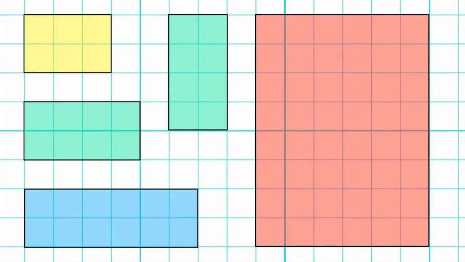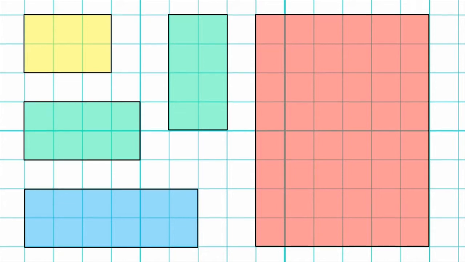Then below that, the green one, it covers 1, 2, 3, 4, 5, 6, 7, 8 squares, so it has an area of 8 square centimetres. And so does the other green one. Even though it's the other way round, it has got 2 columns and 4 rows, whereas the first green rectangle had 2 rows and 4 columns.